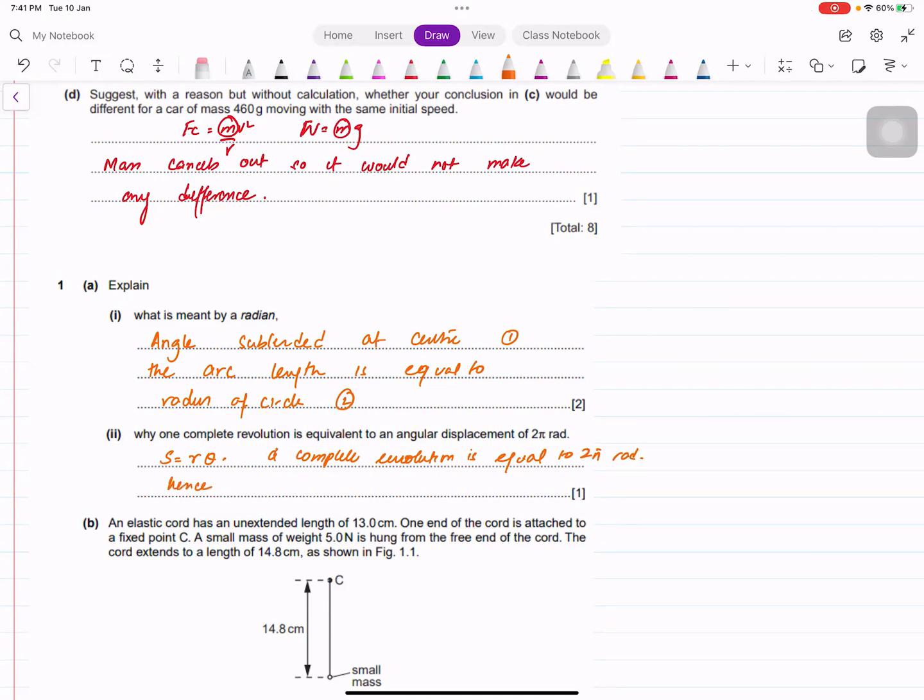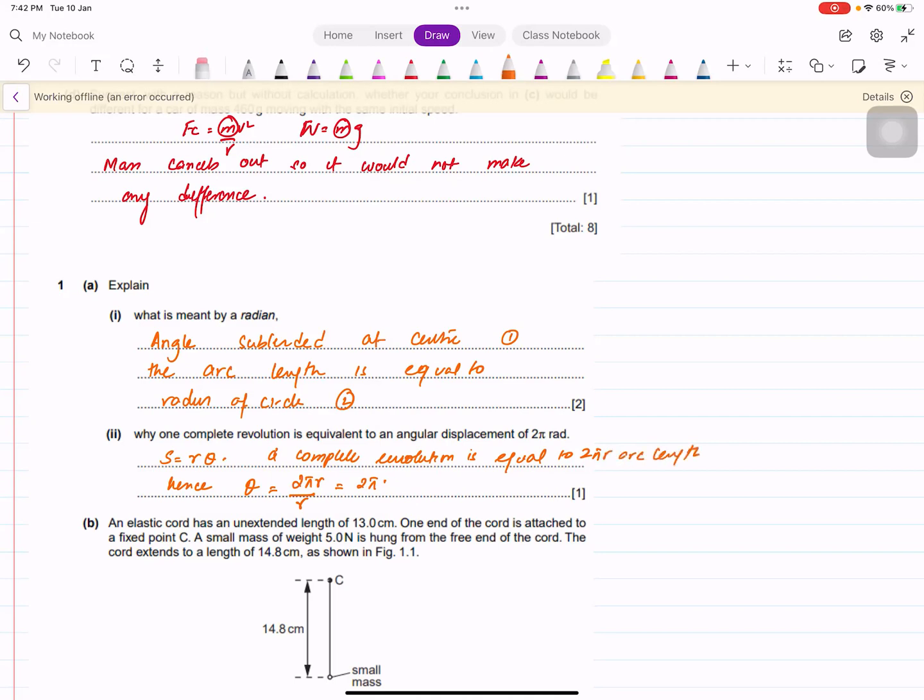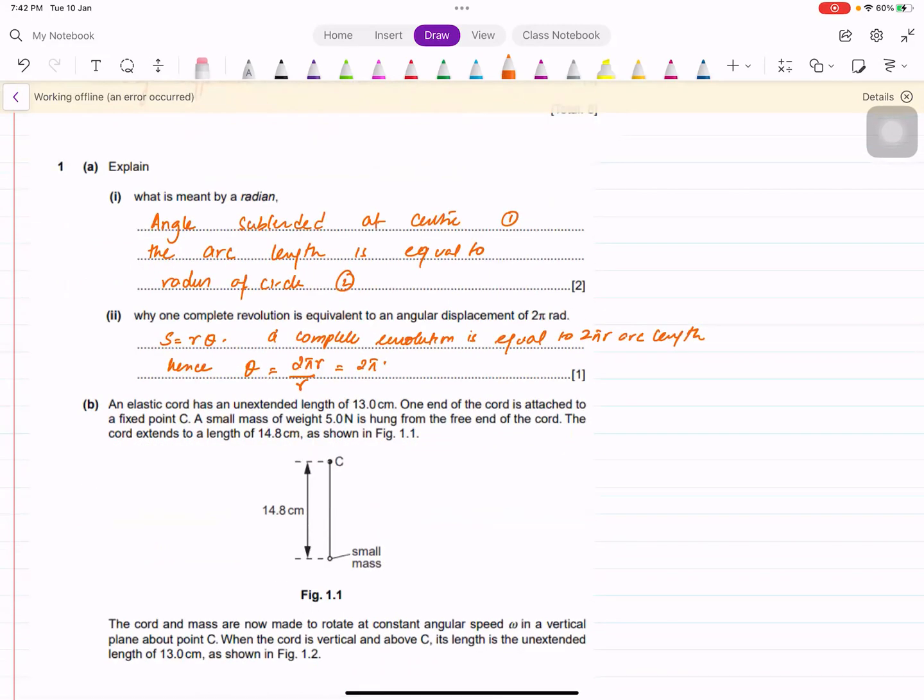Hence, we would say that theta, if you take the complete circle, the arc length is 2 pi r, that's the circumference, and then you divide by r. So this is going to be equal to 2 pi. Do you guys understand this? We can say one complete revolution is 2 pi r arc length. All right, this is pretty easy. You can just write it down.